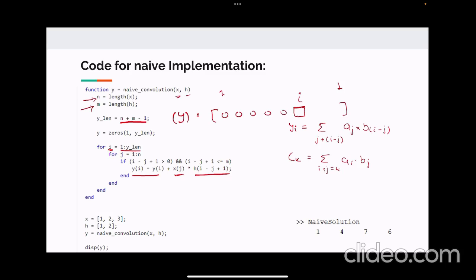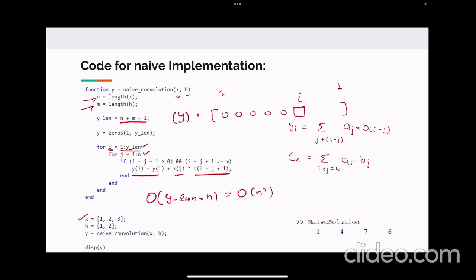So the overall time complexity for this, since we're using two for loops, one of y length and one of n, will be O of y length times n, which is essentially n. This is essentially O of n square in amortized analysis. So let's take an example.